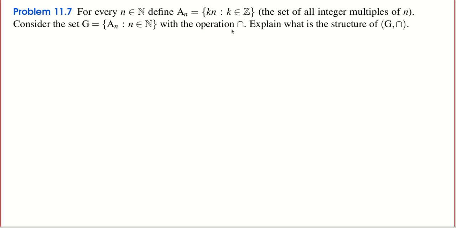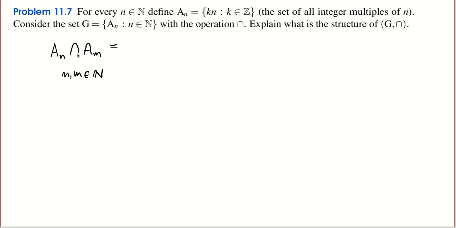So let me begin by trying to figure out what is the intersection of two arbitrary sets like this, where n and m are two arbitrary natural numbers. Clearly, the intersection of these two will contain all numbers which are at the same time a multiple of n and a multiple of m, because it's the intersection of both. So it contains all the multiples of both.